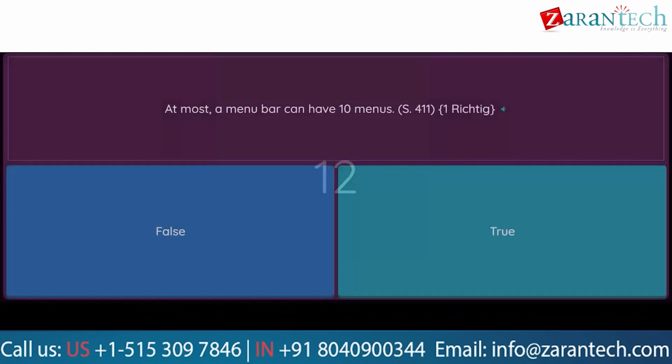Question: at most, a menu bar can have 10 menus. Option 1 false. Option 2 true.